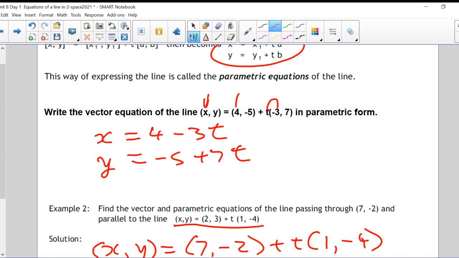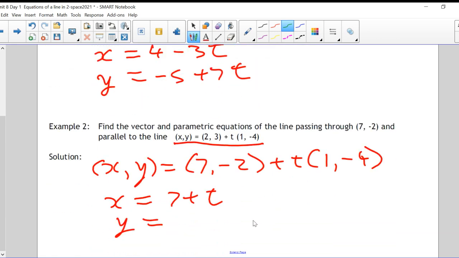You see what I just did there, Thomas, to get the first one, the 4 minus 3t? Good. To get the y, I'm going to use green now. I take that number, and then this number times that. So I get the minus 5 plus 7t from that. You see that? Does that make sense? All right, sorry about the color scheme.